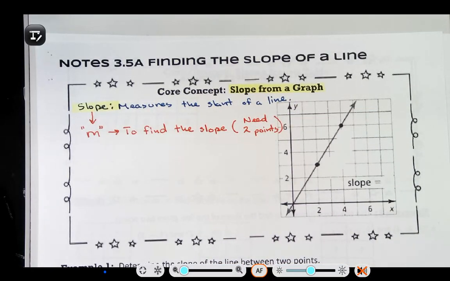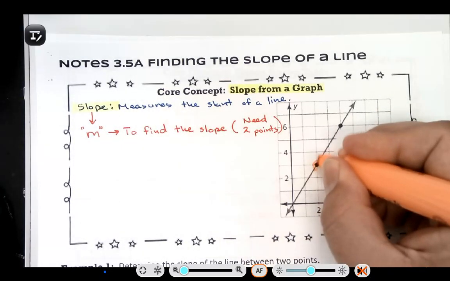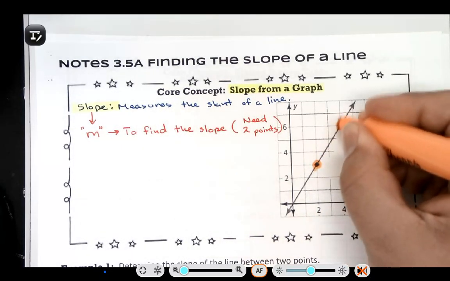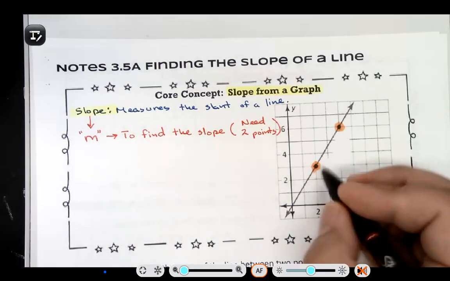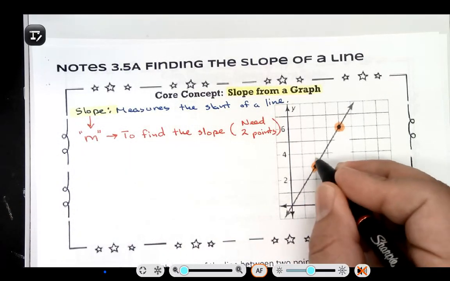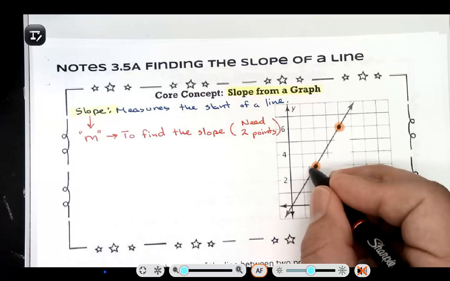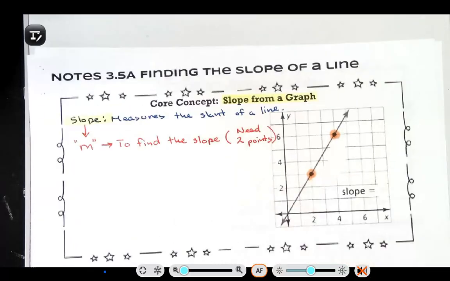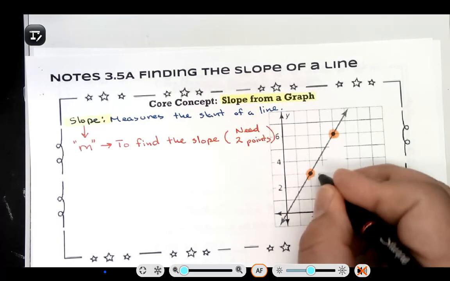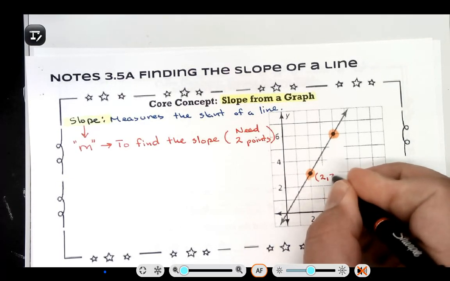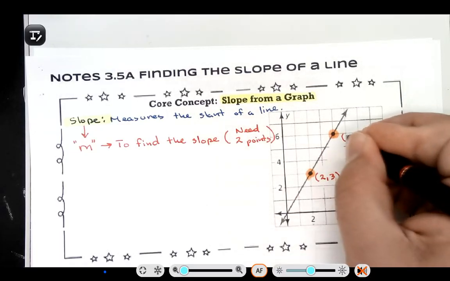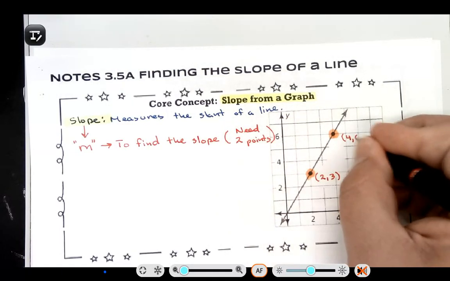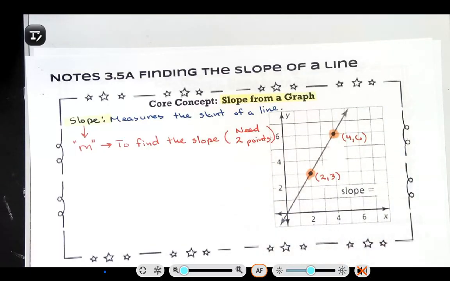So when you're looking at your picture here, I have this point already highlighted, nice and dark. There's this one right here. And we're always going to look for points that land perfectly on a coordinate system. Notice it's not halfway up or halfway through. No. Perfect little points. We're always going to look for those to make our life easier. In fact, this one right here is the point (2, 3). This one right here would be (4, 6). So these are the 2 points that I'm going to look at.